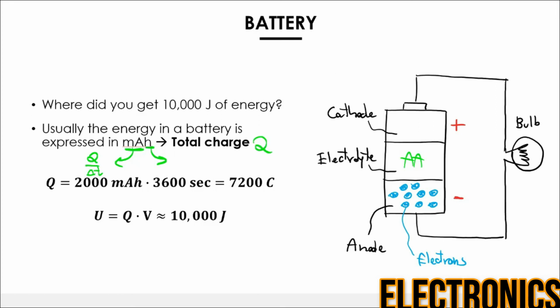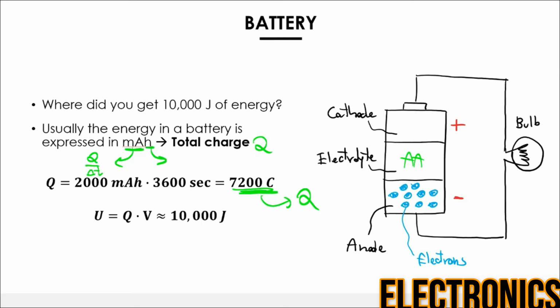So here I'm just doing that calculation for you. Multiply 2000 milliamp hours, which is a good value for a battery, by 3600 seconds, which is the number of seconds in an hour, and you get 7200 coulomb. So that is the total amount of charge, Q.